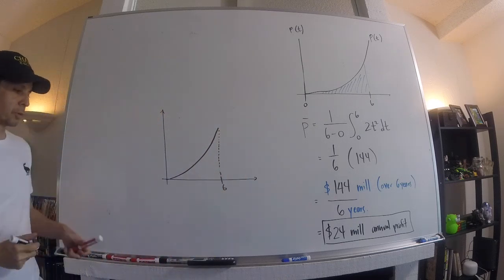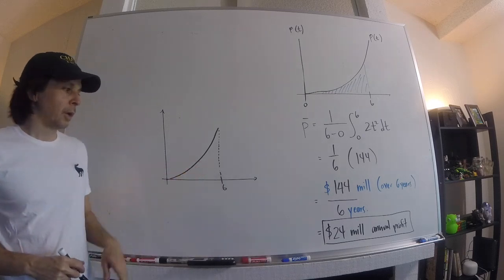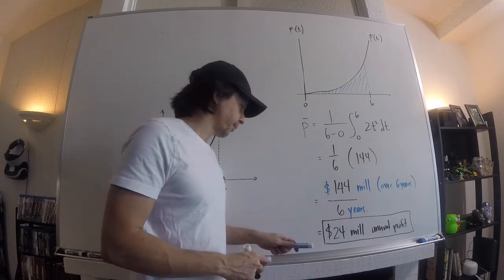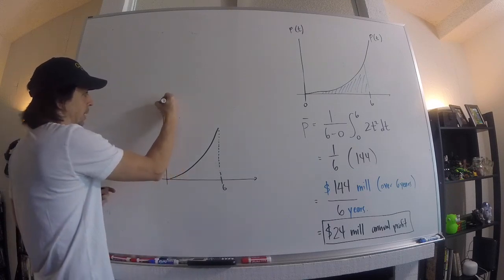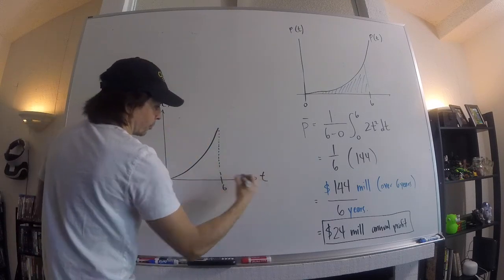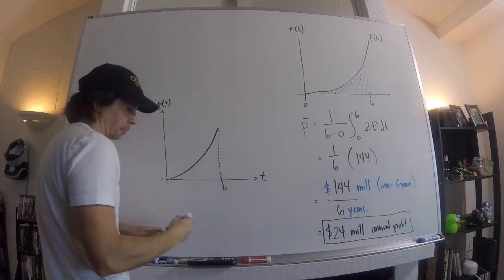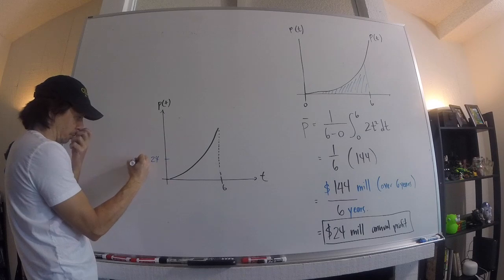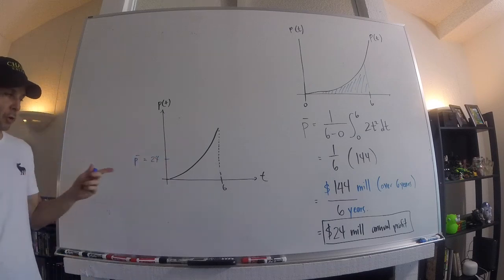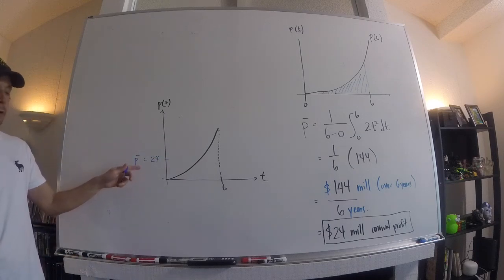Okay, so as we discussed, the total profit is given by the area. Your average profit, your average value of the function P, is something in millions of dollars. 24 is our P bar, if I use that notation that I mentioned earlier, average with a bar put over it.